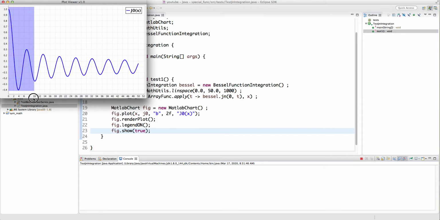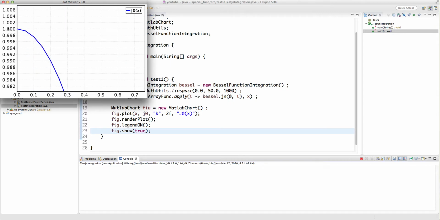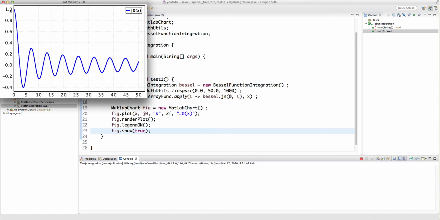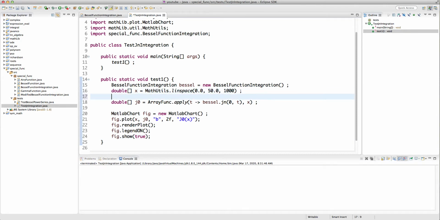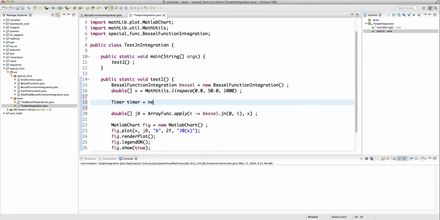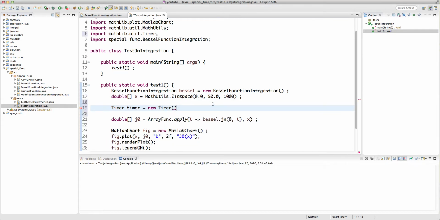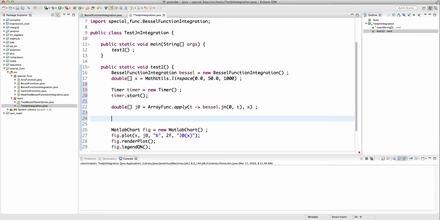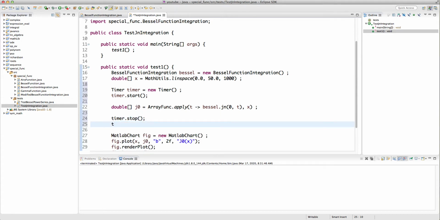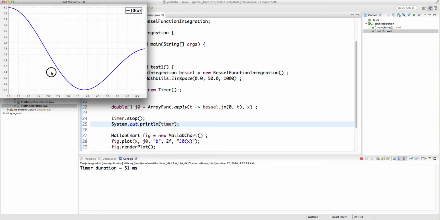All right, this is our Bessel function j0. It starts from 1. It's basically horizontal, so the derivative is 0, and we see this oscillation. Well, let's time it. So I'm going to create a timer, new timer, and it's from the mathlib util Timer. Then timer.start, and after I do the evaluation of the array, timer.stop and sysout timer. 51 milliseconds to calculate 1000 points.